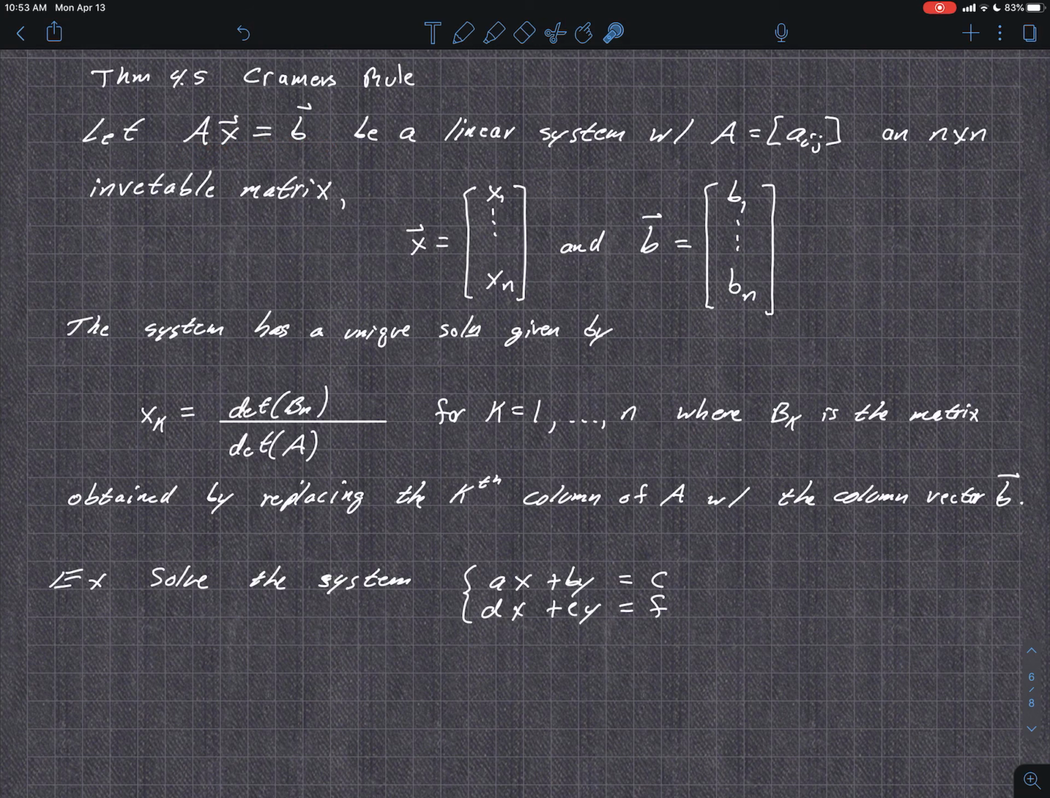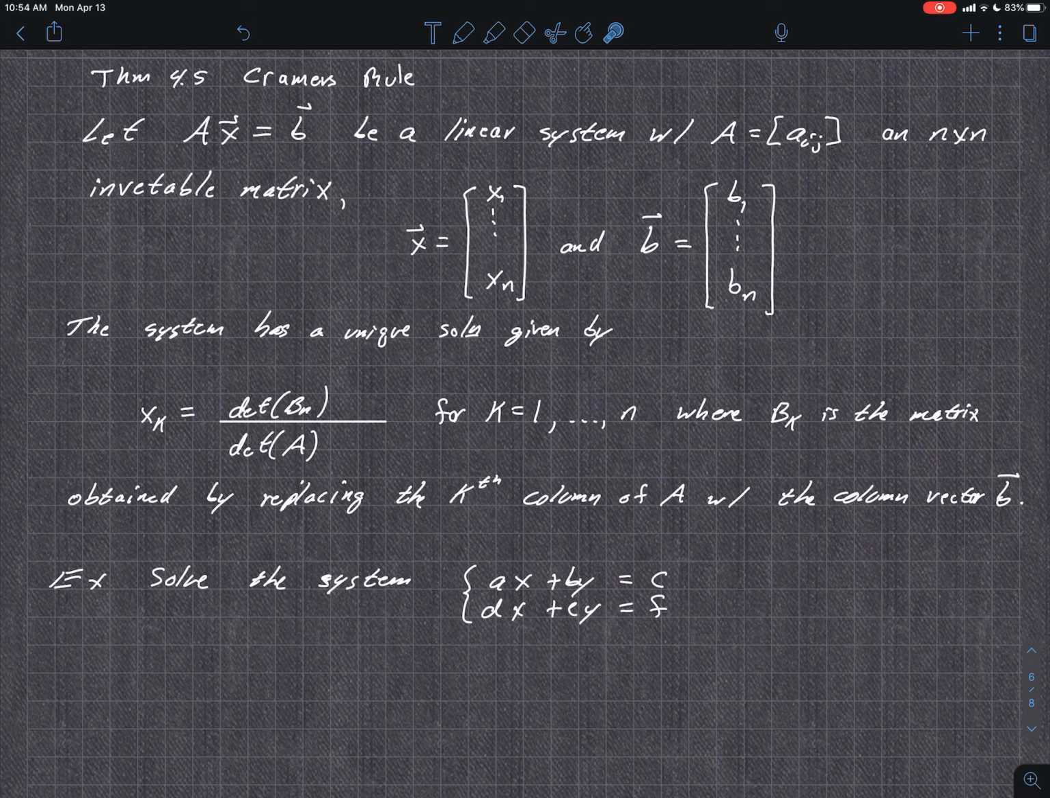Let AX = B be a linear system, and assume that A is an invertible matrix, which is huge, right? If it's an invertible matrix, it has a unique solution and all that, but that's the key: that it's invertible.